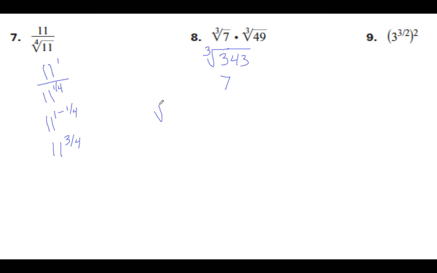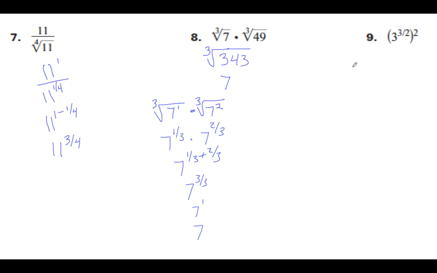Another way to look at this is that's 7 to the 1st power times cube root of 7 to the 2nd power. So that's 7 to the 1/3 times 7 to the 2/3. Bases are the same, so we're going to add the exponents, 1/3 plus 2/3, which is 3/3, which is 7 to the 1st, which is just 7. Same answer we had right up here.